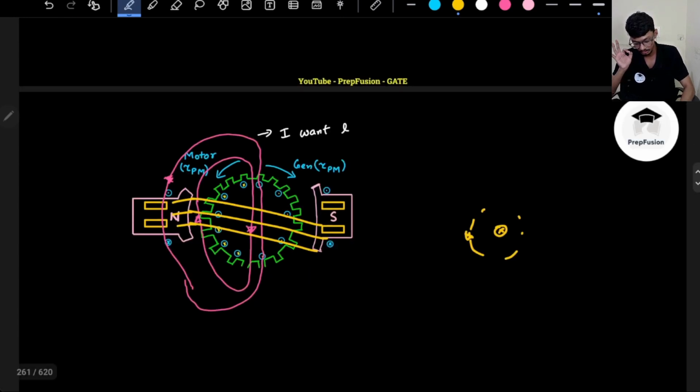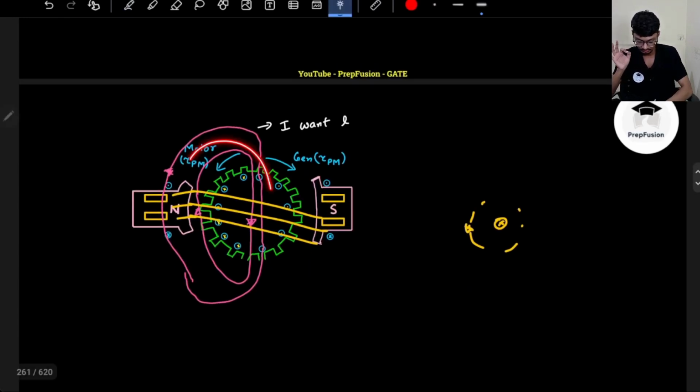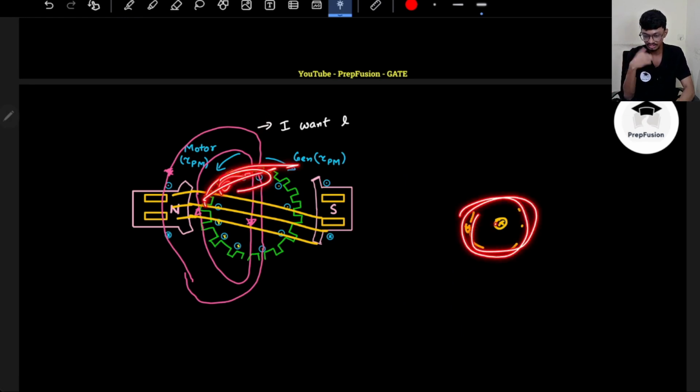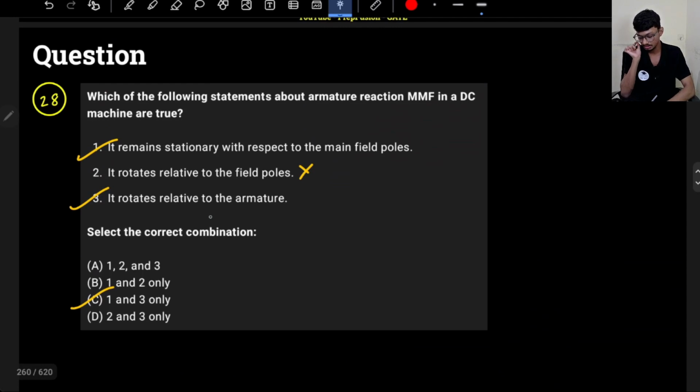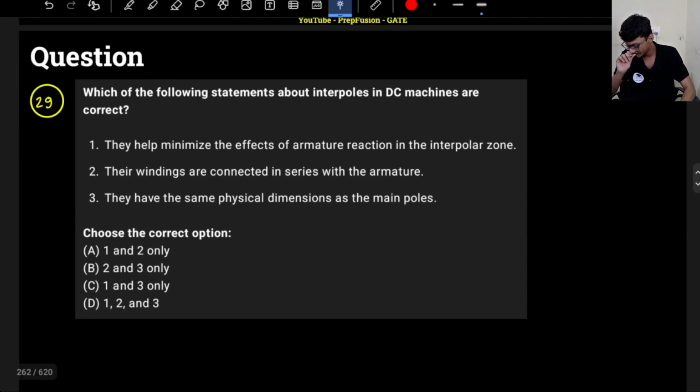Ultimately your armature reaction flux is always in the q axis, and the q axis is always stationary with respect to the main field flux. But as the armature is rotating, changing its direction, around it the flux is rotating. So relative to the armature the flux rotates, but relative to the main field poles the flux is stationary. Very key point, important point to understand. Let's read the next question.